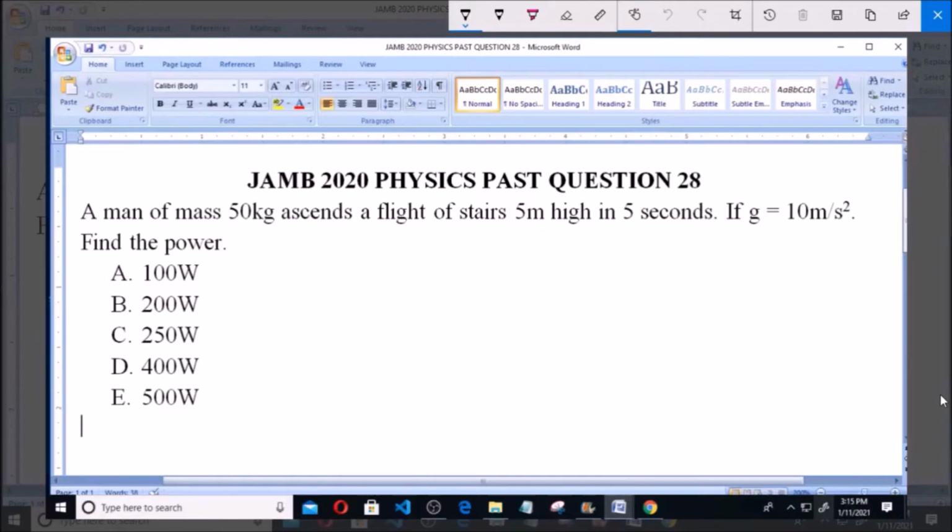I'll be answering JAMB 2020 Physics Past Question 28. A man of mass 50 kg ascends a flight of stairs 5 meters high in 5 seconds. Now, if acceleration due to gravity g is equal to 10 meters per second squared, find the power of the man. A says 100 watts, B 200 watts, C 250 watts, D 400 watts, and E 500 watts.